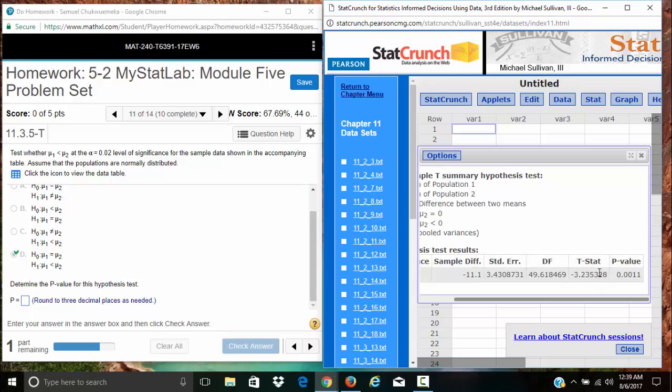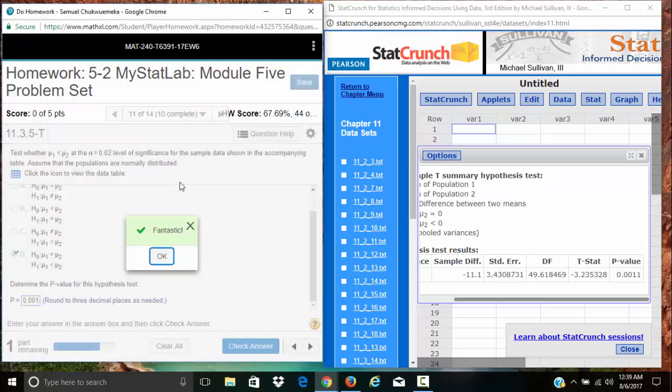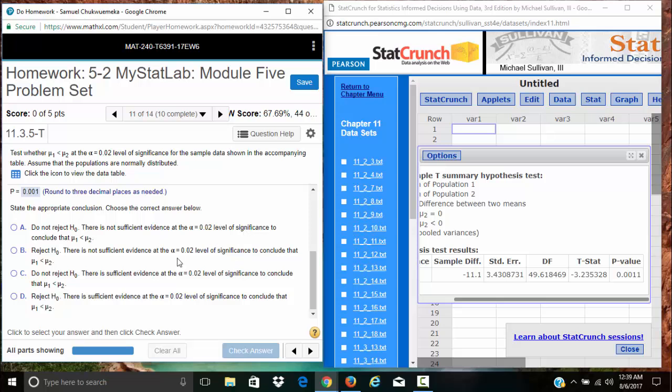If you scroll here, the p-value rounded to 3 decimal places is 0.001. Then what should be your conclusion? The p-value, 0.001, compare it with the level of significance, 0.02. So the p-value is less than alpha, which is the level of significance. 0.001 is less than 0.02.